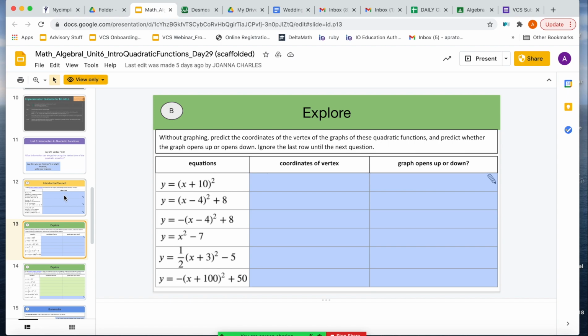Okay, so in summary, when looking at a quadratic equation in vertex form, we can pull key information out about what the graph would look like without even seeing the graph.